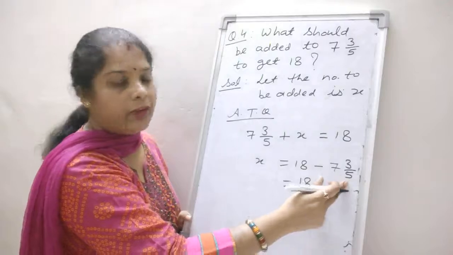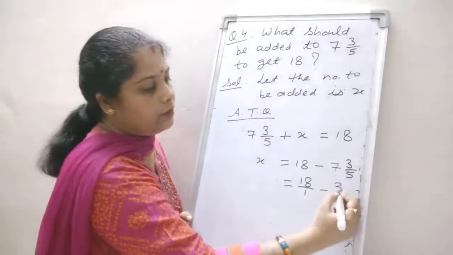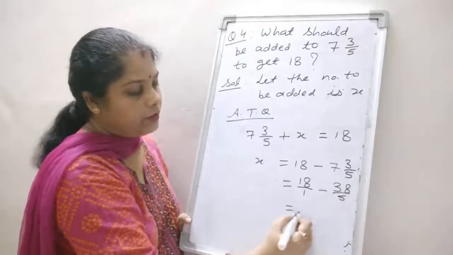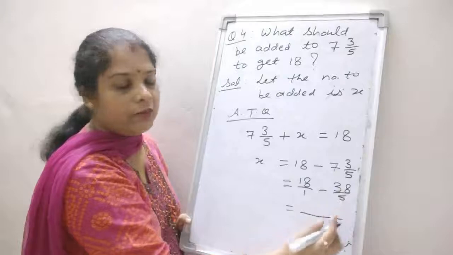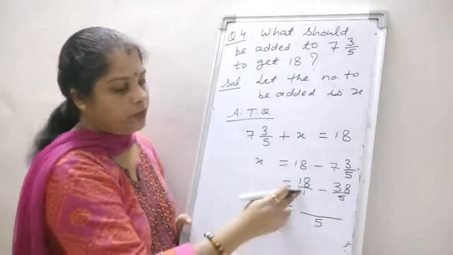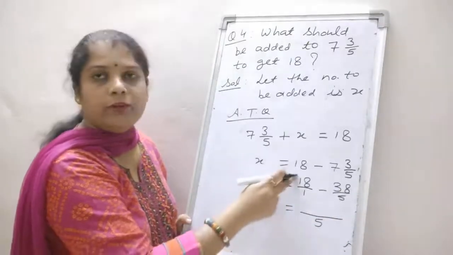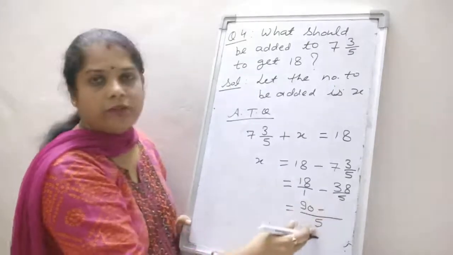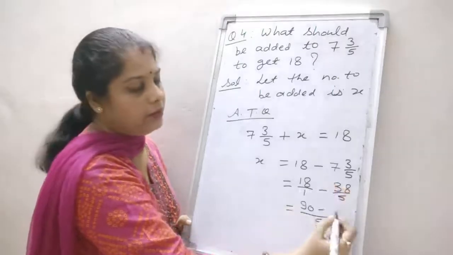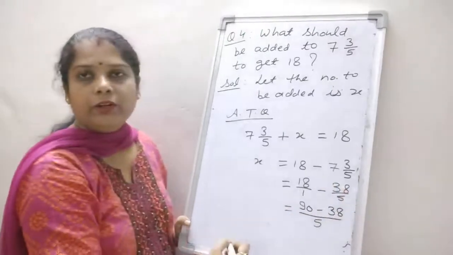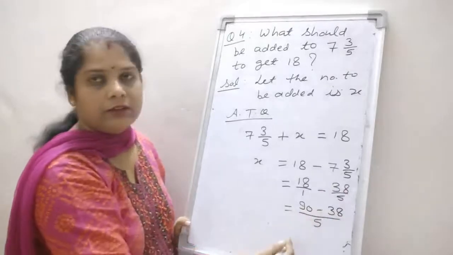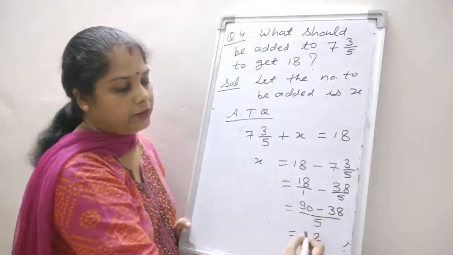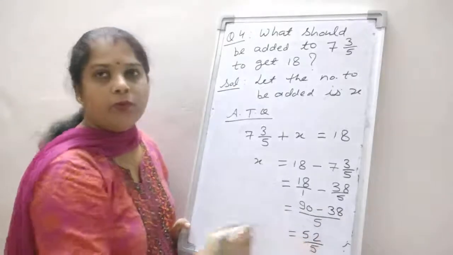7 5s are 35, 35 plus 3, 38 upon 5. Now again these are unlike fractions. We will take the LCM. LCM of 1 and 5 will be 5 only. 1 5 is 5 and 5 will be multiplied by 18. 18 5s are 90. Minus 5 1s are 5, 1 multiplied by 38 will be 38 only. Now 90 minus 38. 10 minus 8, 2, and 8 minus 3, 5. 52 upon 5.